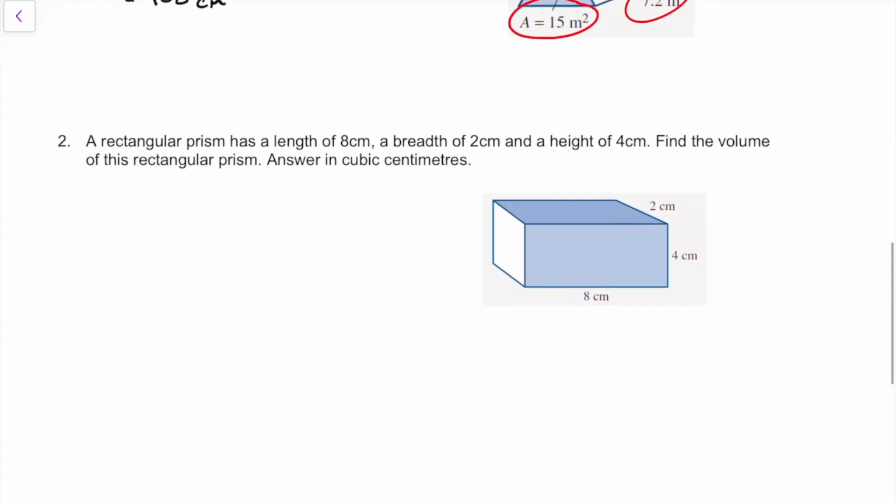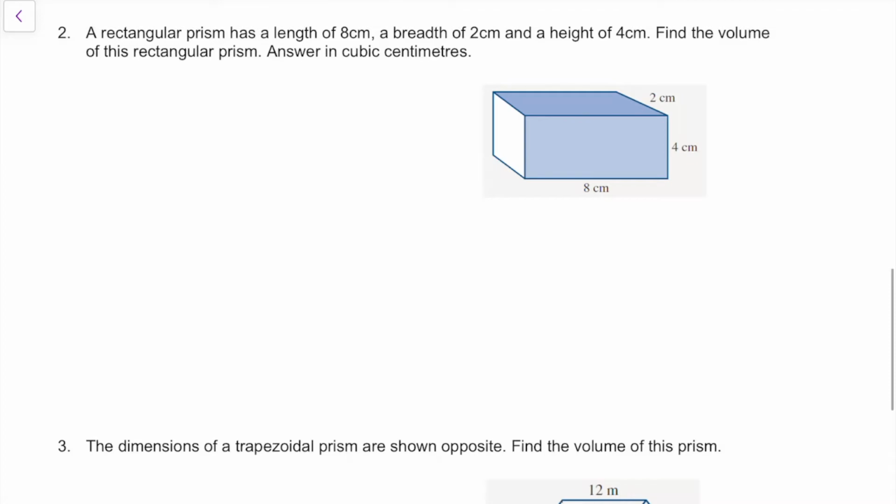Our second example for this video is a rectangular prism this time. Now, a rectangular prism obviously is a rectangle plus some depth. So here we have a length of 8 centimeters, so a little bit more to do in this question, a breadth of 2 centimeters, and a height of 4 centimeters.